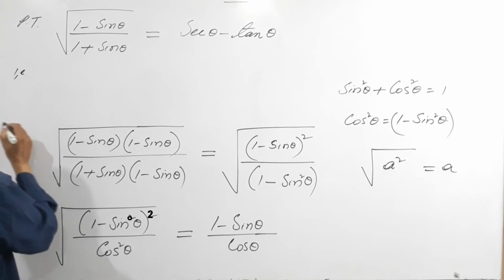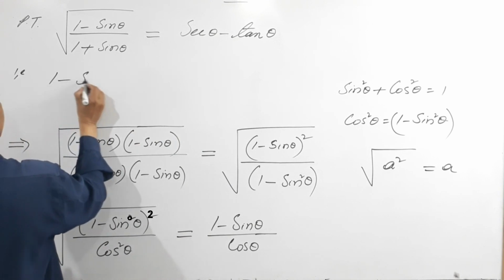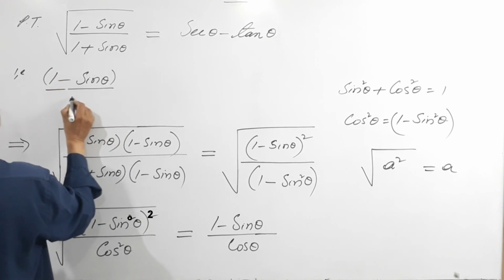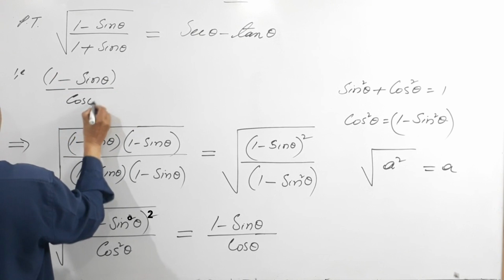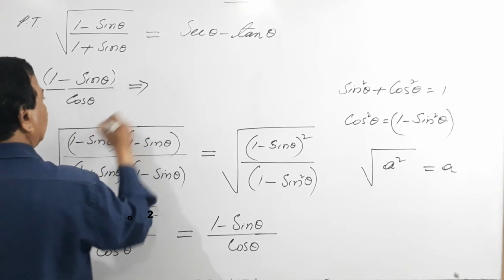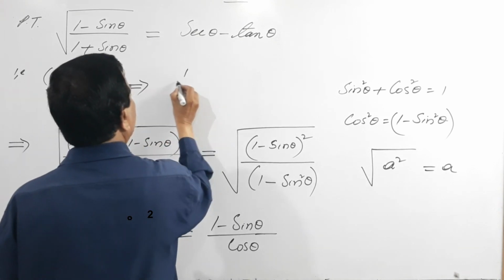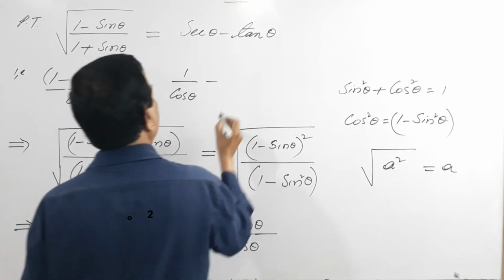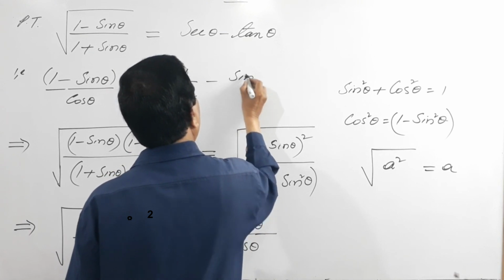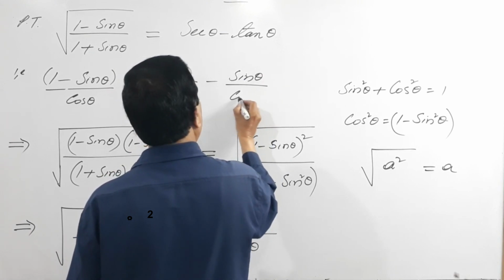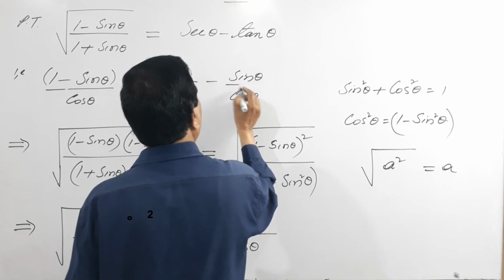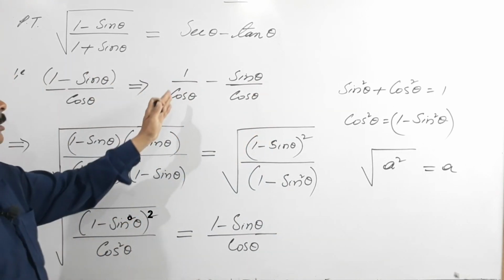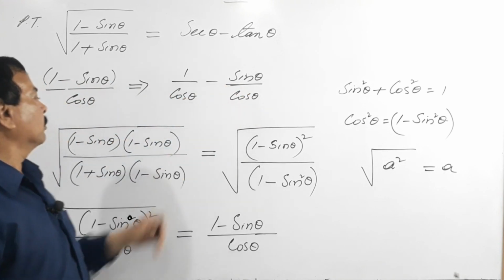That is (1 minus sin theta) divided by cos theta. Can I write it like this? This is 1 by cos theta minus sin theta by cos theta. Can I write it like this? I have broken it. So 1 by cos theta minus sin by cos. What has this become?